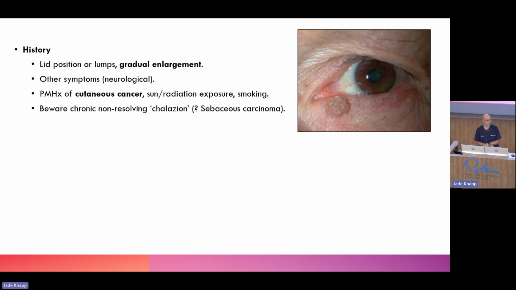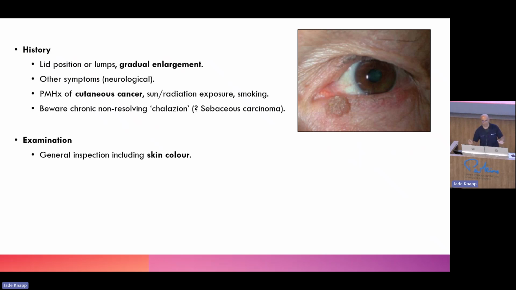And then beware a chronic non-resolving chalazion or sty in quotation marks, right? Because an inflamed looking lesion that's been there for months and months and months or even a couple of years rarely will be a sebaceous carcinoma, which is a highly neoplastic lid lesion. A normal chalazion or sty should be resolving in weeks, if not days. So it's chronic, that's a potential red flag.